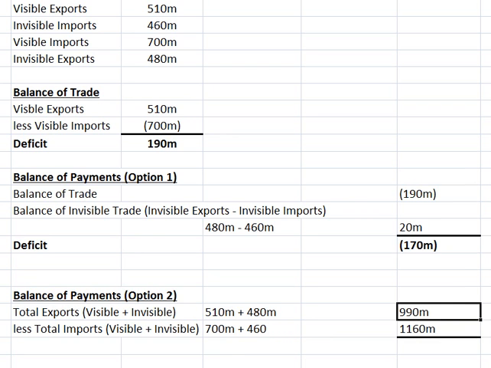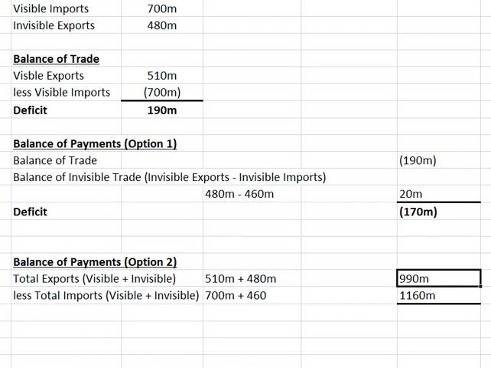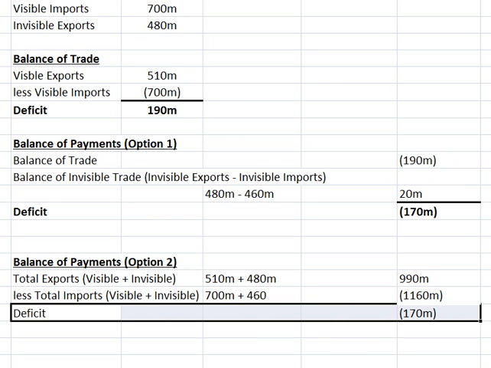Now, take total exports, less total imports, take it away, and again you get the same answer obviously as above, just a different way of doing it. A deficit of 170 million.